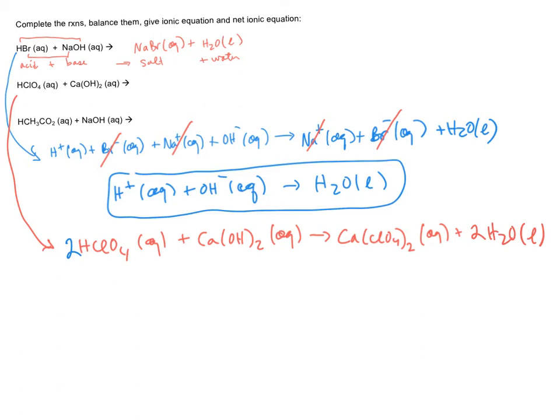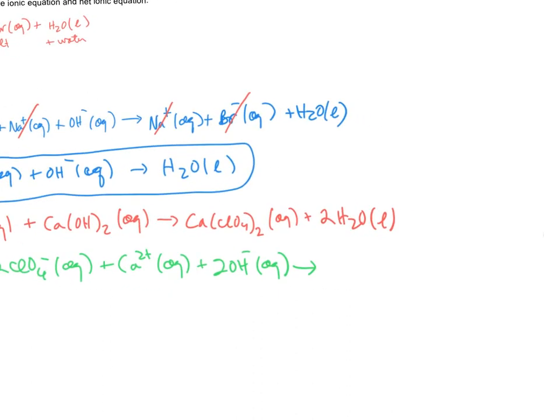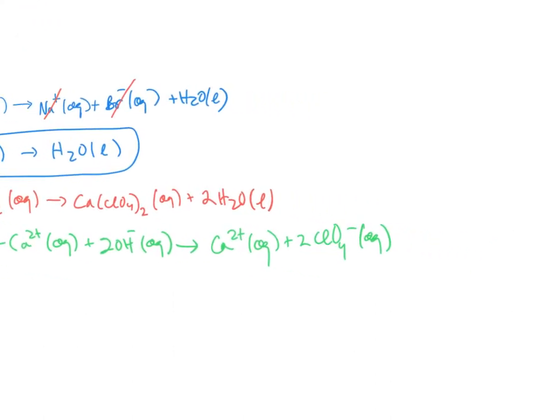Right, if you write out the ionic equation, let's do a different color for that. Let's do green. So it's going to be 2H+ aqueous plus 2 perchlorate aqueous plus calcium 2+ aqueous plus 2 hydroxide aqueous forms calcium 2+ aqueous plus 2 perchlorate aqueous plus, you're not going to break up the water, 2 waters in the liquid.